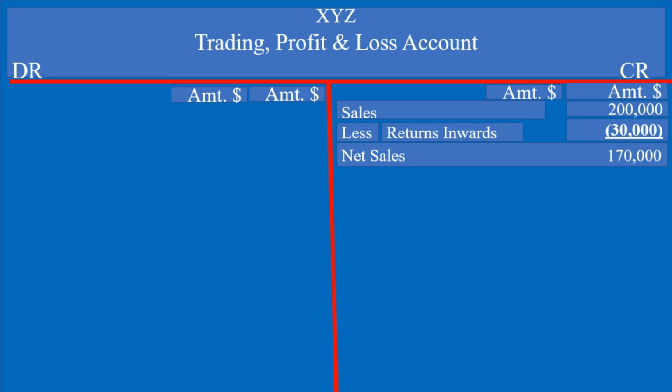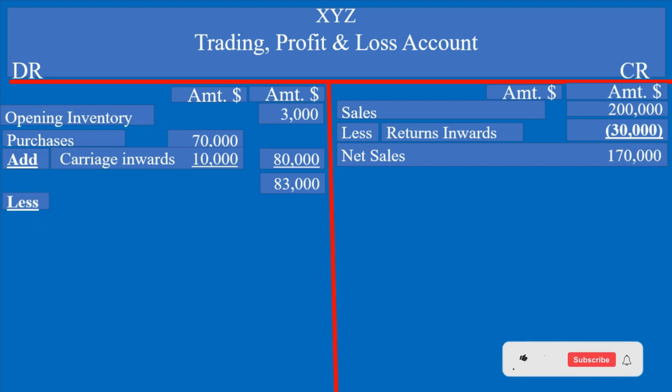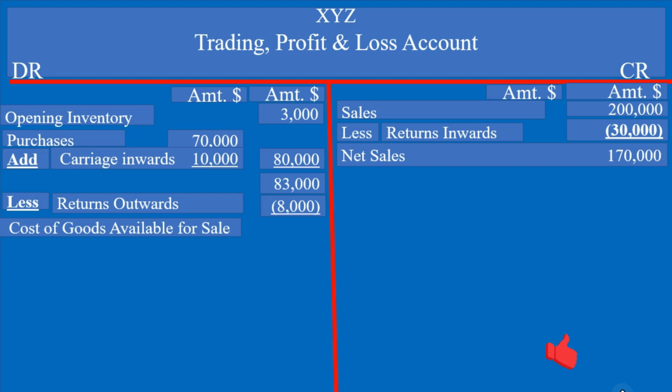Now with this in mind, we go to the other side and look at the inner details. We have the opening inventory, which was 3,000. Then we have the purchases of 70,000, to which we need to add carriage inwards of 10,000, which translates to 80,000. Now the sum of opening inventory plus purchases and carriage inwards translates to 83,000. Then we less returns outwards, which was 8,000, and this gives us the cost of goods available for sale for the whole year, which was 75,000 US dollars.